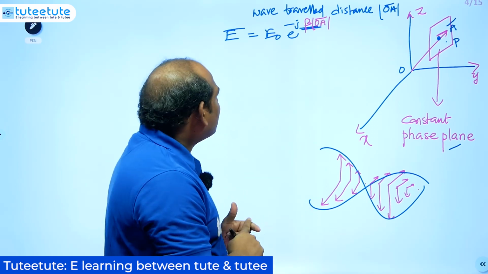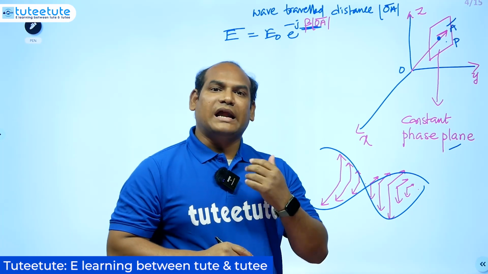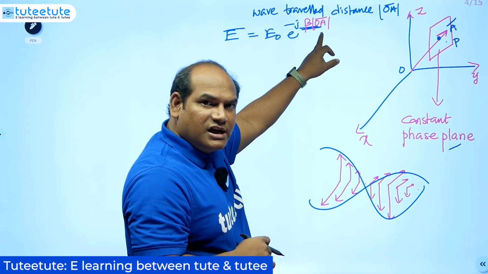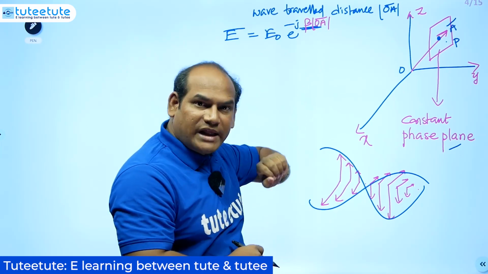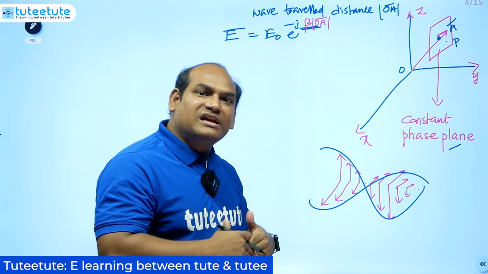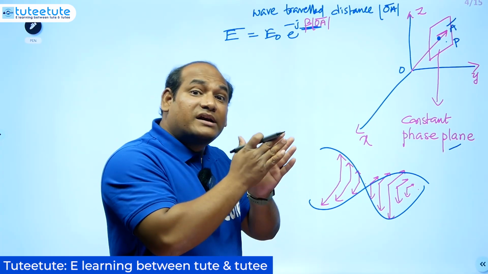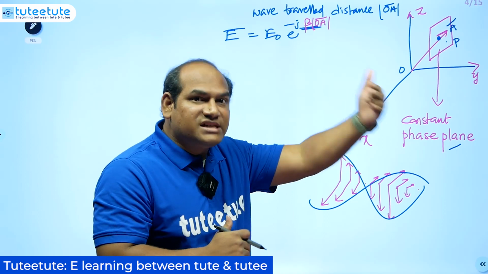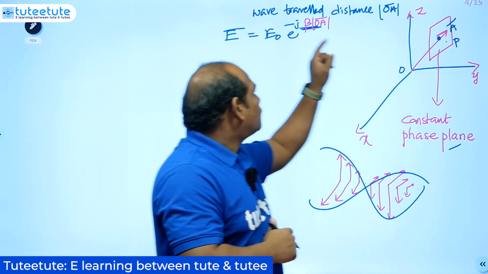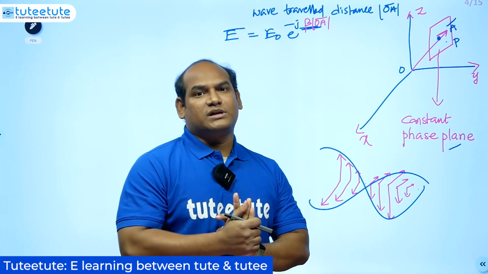Electric field representation we can give like this. If it is in the z direction, simply you put z here. If it is in the x direction, simply you put x. If it is in the y direction, you put y. But it is traveling arbitrarily. So in that arbitrary direction, how much distance it has traveled, that is what you need to see. That is given by OA. If you take that OA here, the problem is over.